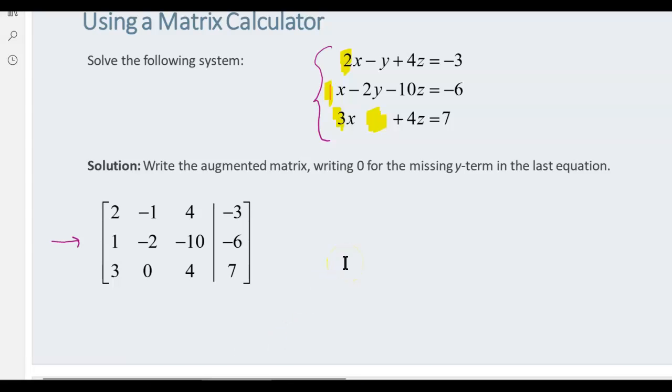So we got 3, 7, -1/2 as our solution. So that's a lot quicker than what we were doing in the last video, solving everything one at a time.